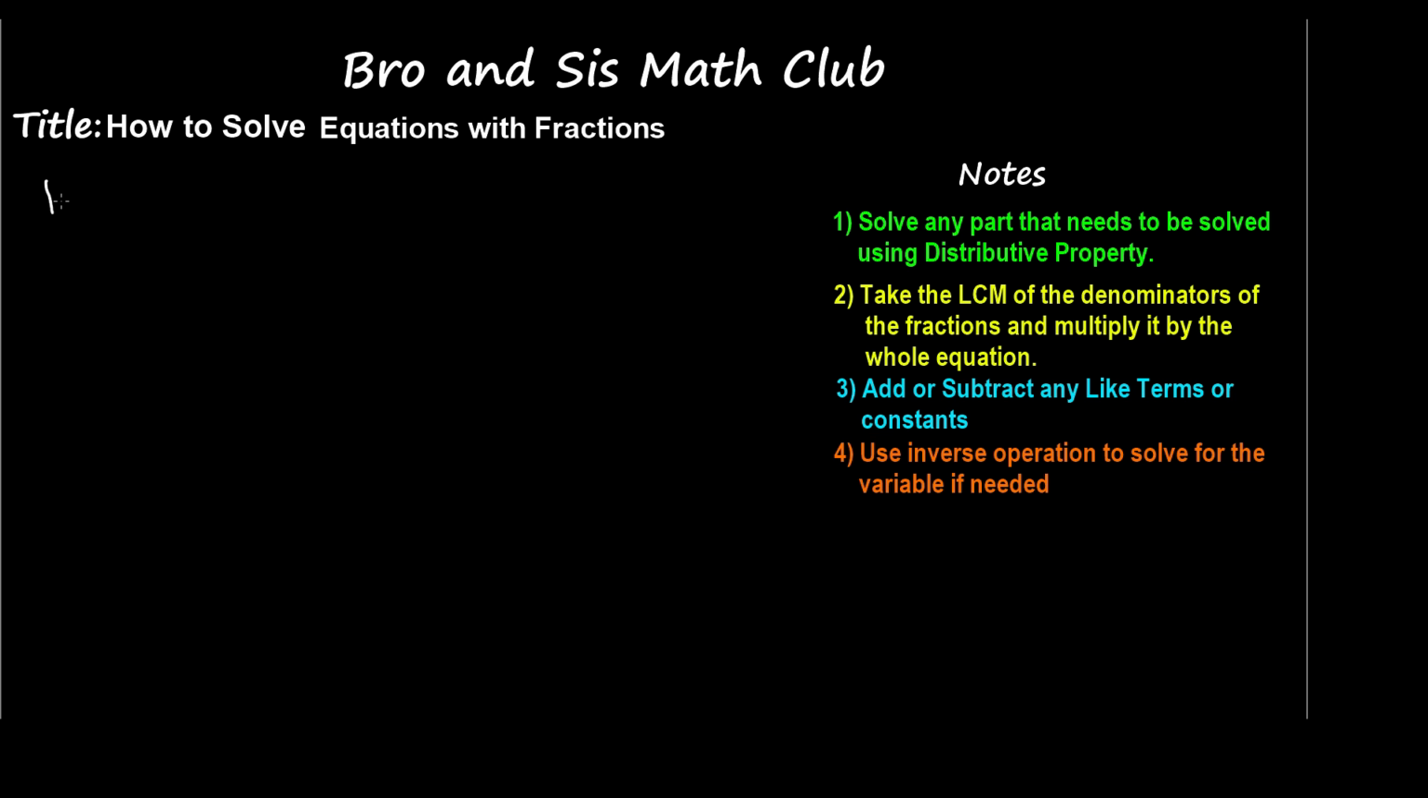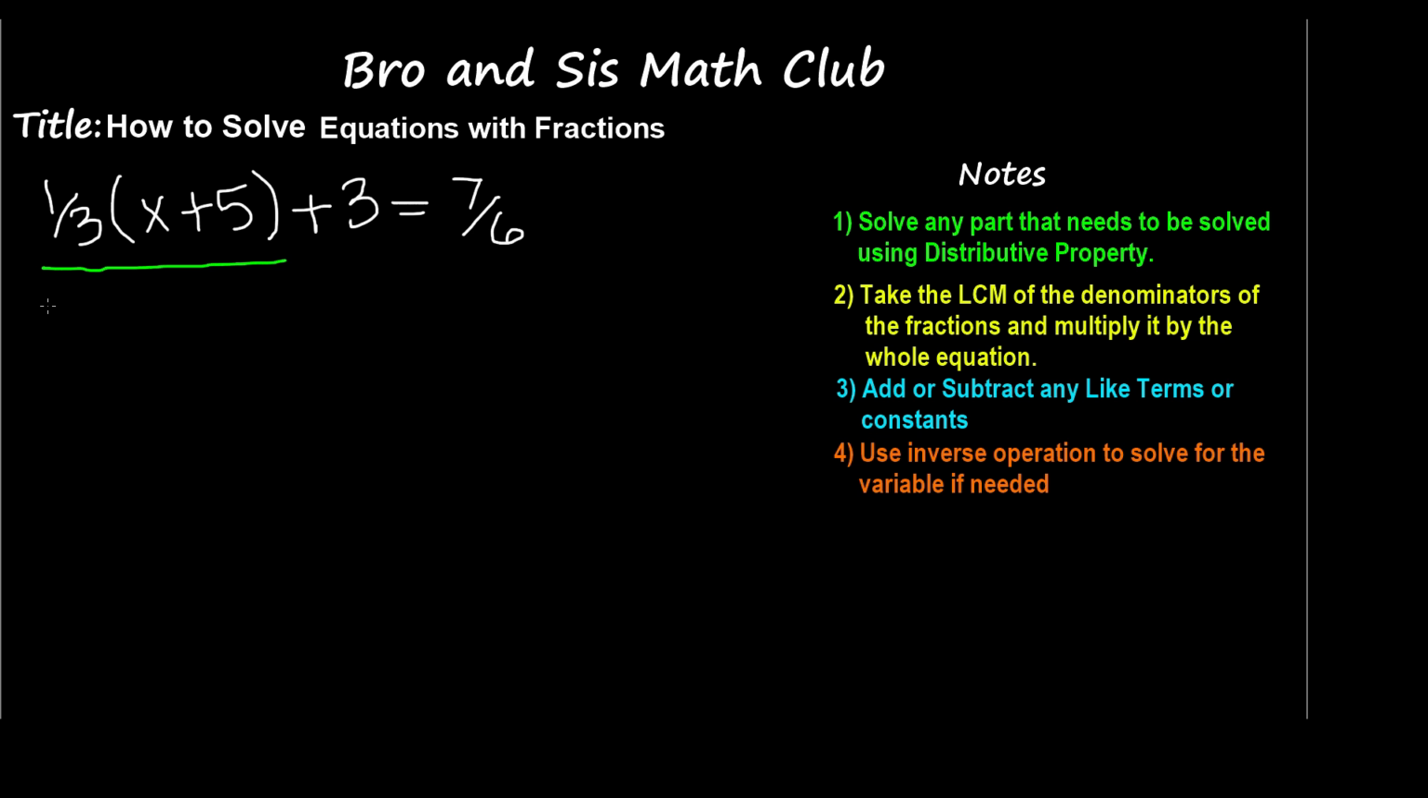An equation. So we have 1/3 (x + 5) + 3 = 7/6. Now, to solve this equation that consists of fractions, step number 1 in the notes says to solve any part that needs to be solved using distributive property. So, as I'm looking at the equation, 1/3 (x + 5) has to be solved using distributive property.